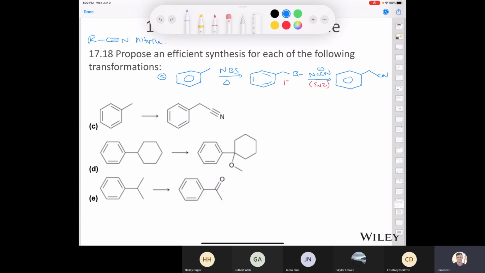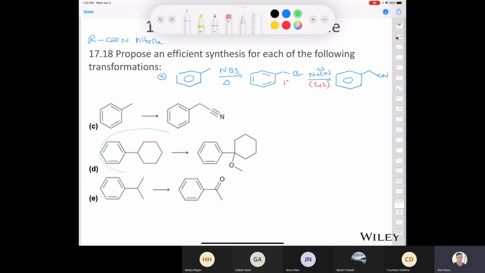All right, I could even ask you, based off of what you learned in Organic Chemistry 1, what would make a good solvent for this reaction, an SN2 reaction? We want a polar aprotic solvent, something like acetone or dimethyl sulfoxide, DMSO maybe. Anyhow, there we go. Well, let's try the next one. The next one is D.